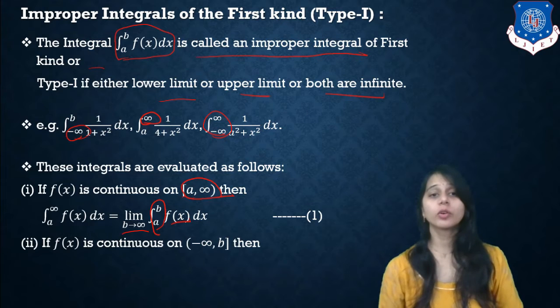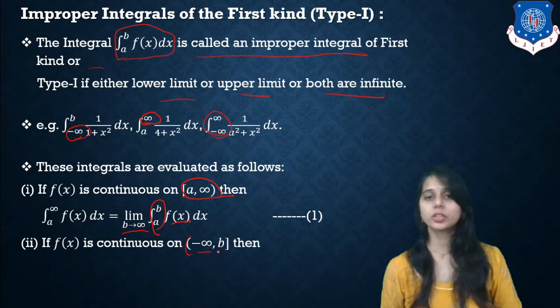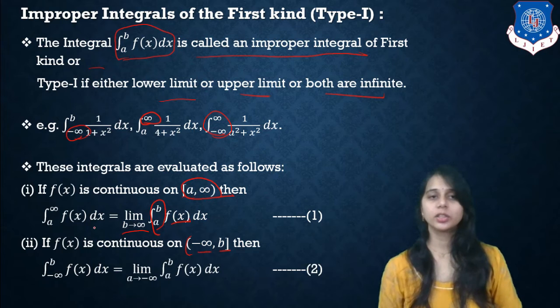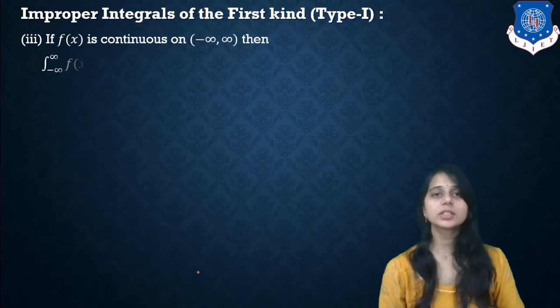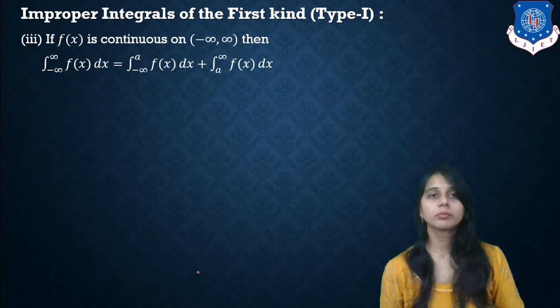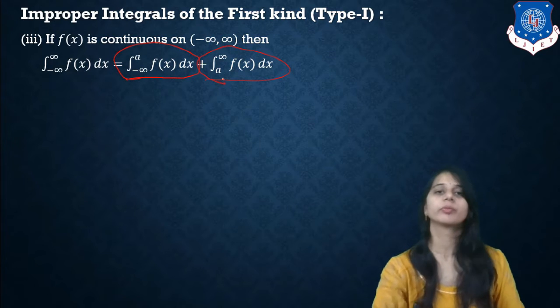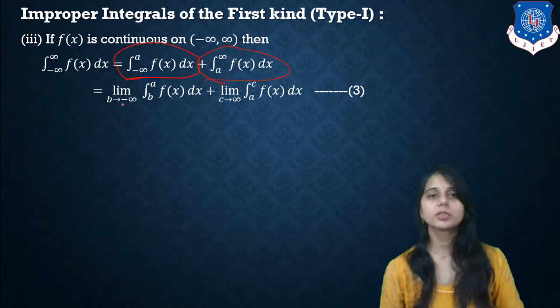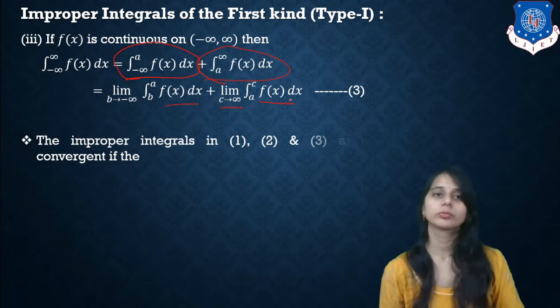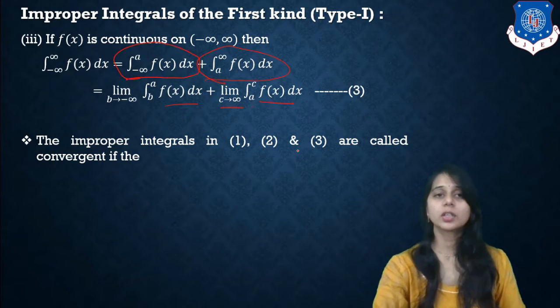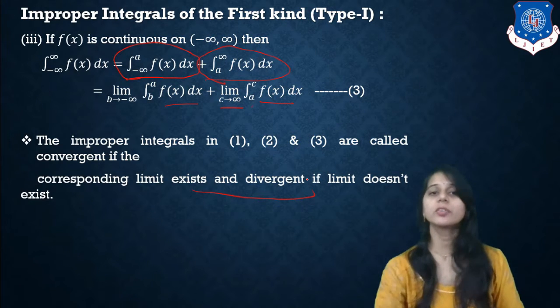It is equation 1. For the second type, on the interval (minus infinity, b], the integral from minus infinity to b of f(x) dx is the limit as a tends to minus infinity of the integral from a to b of f(x) dx. If f(x) is continuous from minus infinity to infinity, then the integral from minus infinity to infinity of f(x) dx equals the integral from minus infinity to a of f(x) dx plus the integral from a to infinity of f(x) dx. So here we take b tends to minus infinity for b to a, and c tends to infinity for a to c. The improper integrals in 1, 2, 3 are called convergent if the corresponding limit exists and divergent if it does not exist.